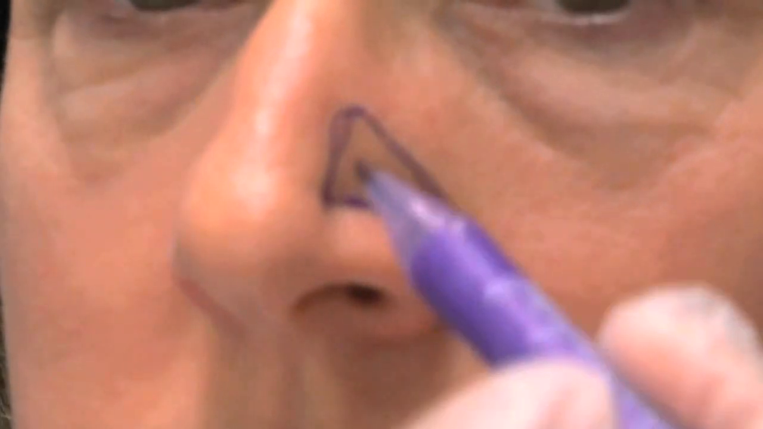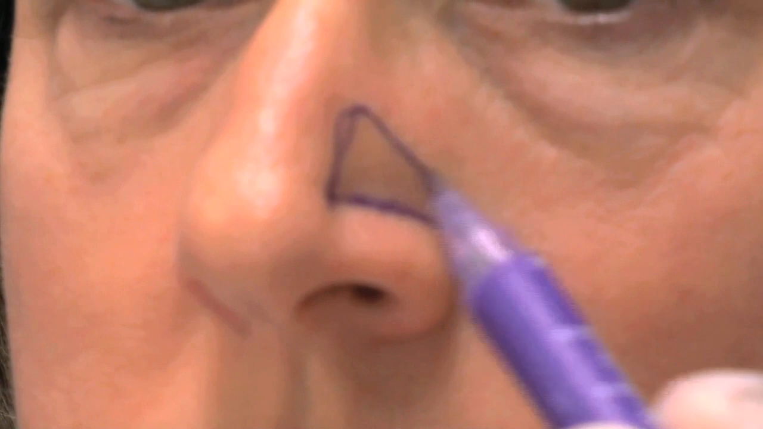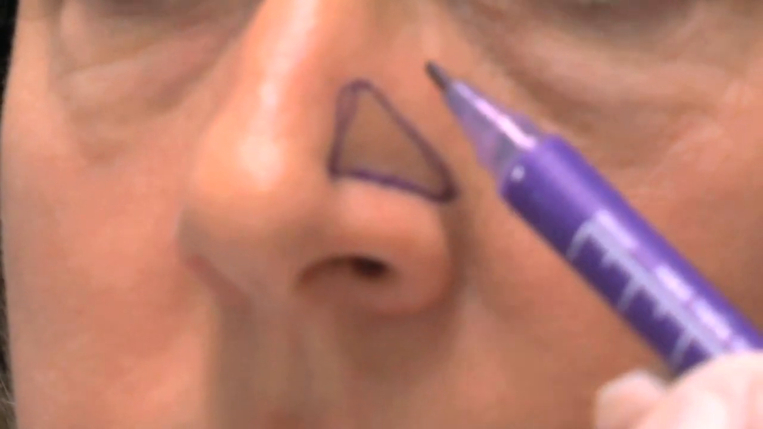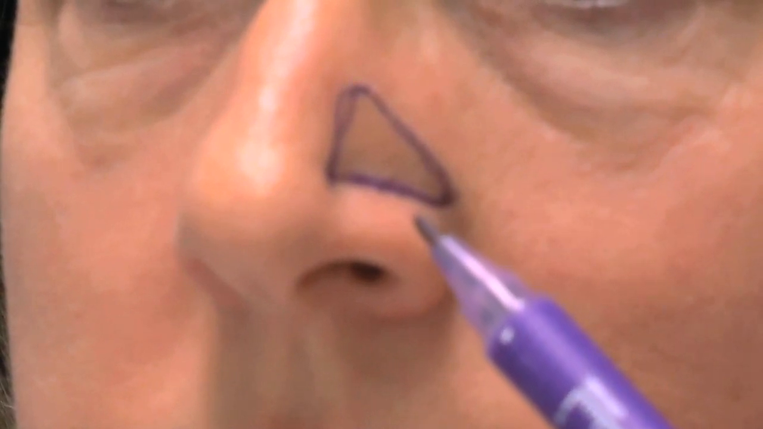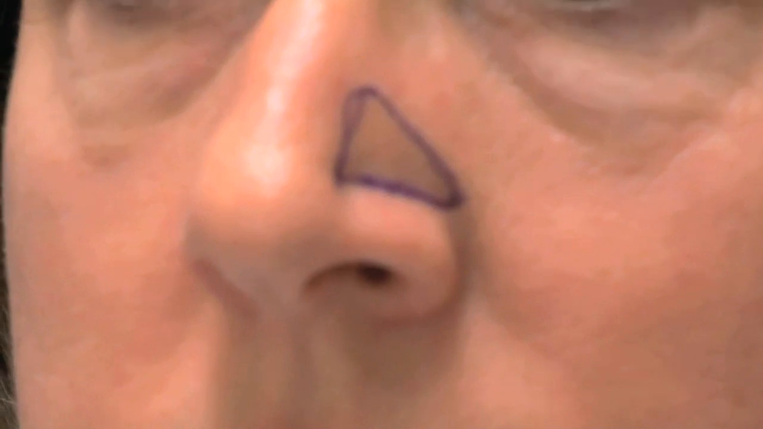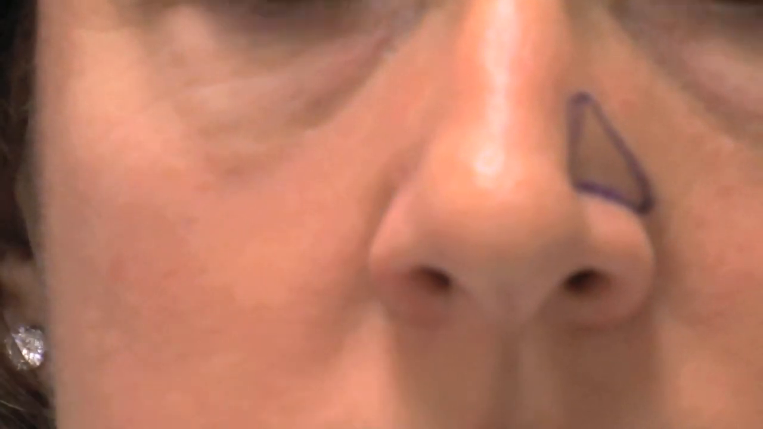Wonderful. So this is the area of the scroll, and the scroll area is where the upper lateral cartilage meets the lower lateral cartilage, and it can be deficient at times. And if you were to compare both sides, you can tell that this area has a little bit less cartilage support as opposed to the right side. And this is what we will fix.